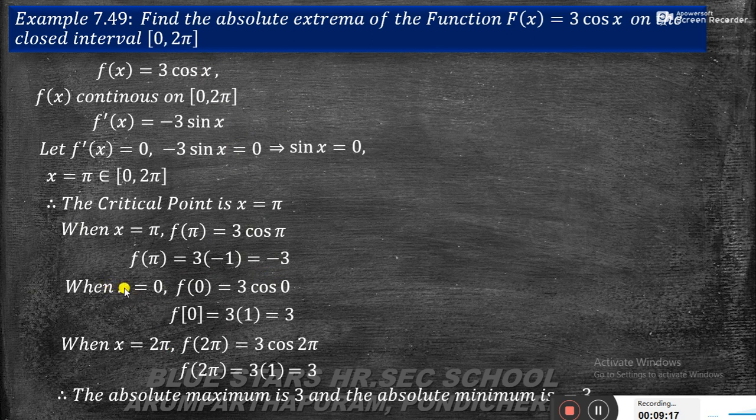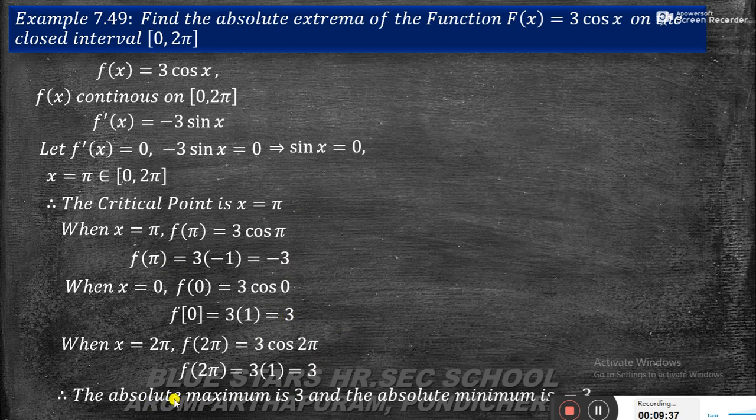So next I take x equal to 0. So f of 0 means 3 into cos 0. Cos 0 is 1, so 3. X equal to 2 pi. So 3 into cos 2 pi. Cos 2 pi is 1. So 3. So we found the 3 values: minus 3, 3 and 3. So among these 3 values, the highest value is 3.